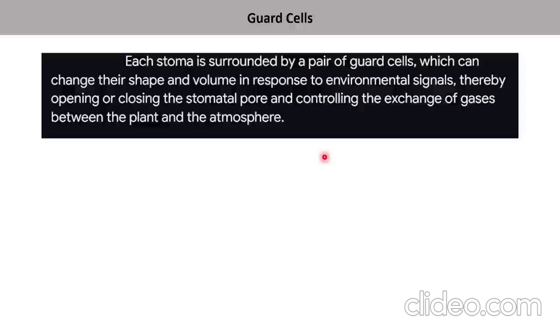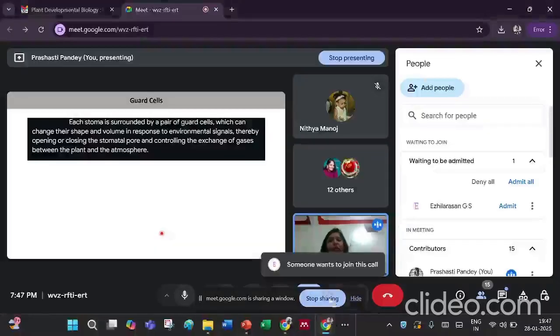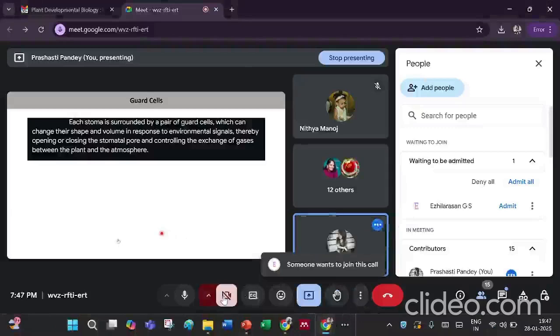And the guard cells have the ability to change their shape. They can change their volume in response to environmental signals. So now, why is it said that they will respond to environmental signals? What do we mean by environmental signals? What is meant by environmental signals? Can someone answer this?